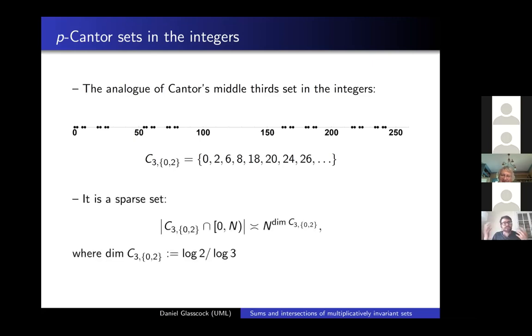If you want to try and draw a picture of this, or you want to have an idea of what this is, when I say P Cantor, you should think this is a sparse set. Up to n, there are n to the log 2 over log 3 many elements. This is correct up to a constant. I think it varies between constants 1 and 2 up to that many elements. Log 2 over log 3 is the dimension of Cantor's middle third set.